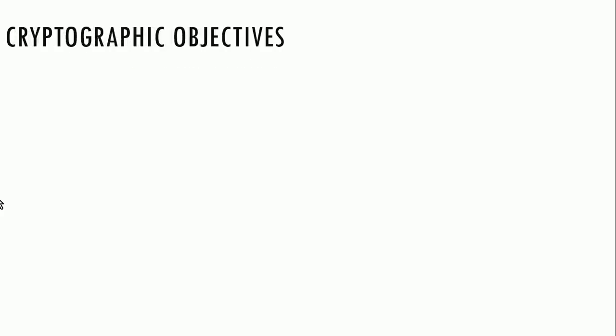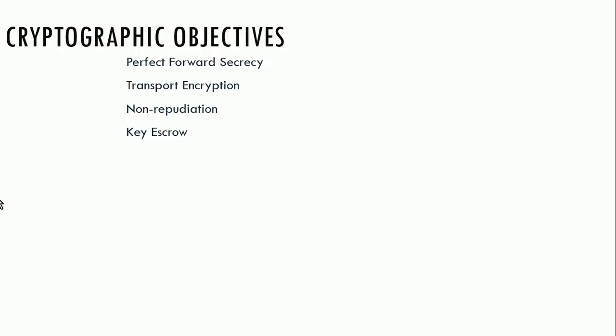So some of the objectives with cryptography: perfect forward secrecy, transport encryption, right? So we want to have our data encrypted while it's in transit or even while it's stored. Non-repudiation means not being able to deny that you sent a message. So I shouldn't be able to send a message and then have somebody think it came from someone else. That's non-repudiation. Encryption allows us to do that through trust.